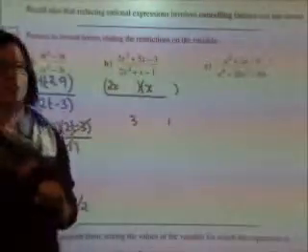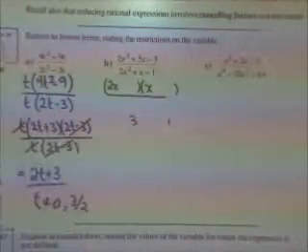I just need to figure out where to put the 3 and where to put the 1 in order to get a positive 5x in the middle. So where would I put the 3? With the 2x or with the x? With the x.